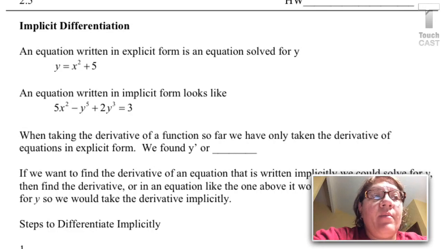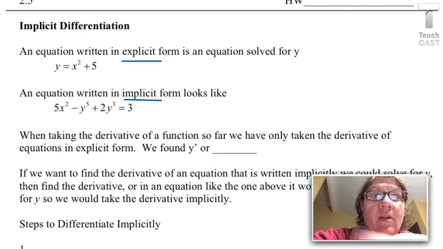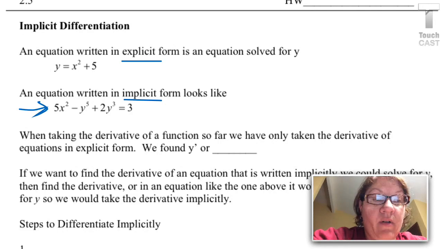So today we're going to look at implicit differentiation. And there's a difference between explicit form and implicit form of an equation. Explicit means I can write it in y equals. Implicit means when I look at that thing, that's a hot mess. I don't think I can get y by itself. But I'd like to be able to take the derivative regardless of which form it's in.